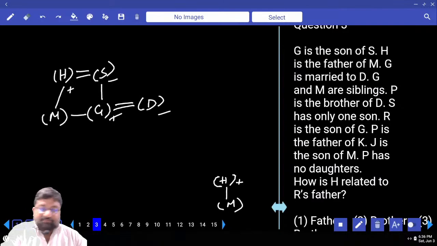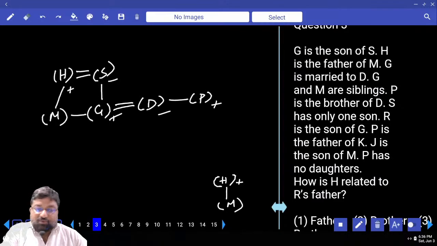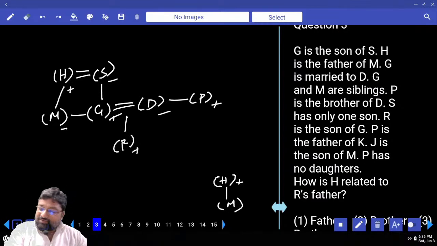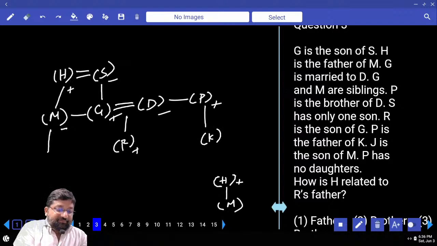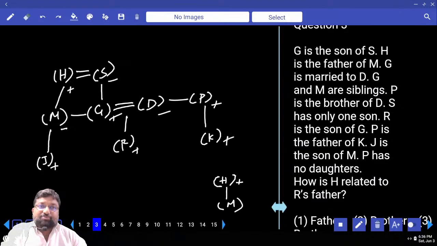S has only one son, so automatically M is female. R is the son of G. Who is this R? Son of G. P is the father of K. J is the son of M. Who is this J? Son of M. P has no daughters, so this should be male. How is H related to R's father? Who is R's father? G. How is H related to G? Father.